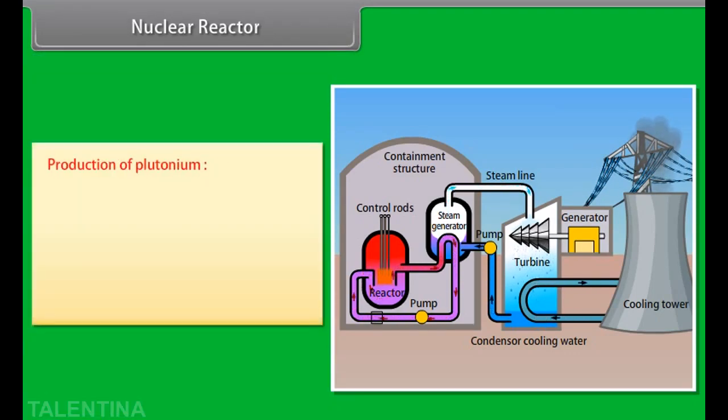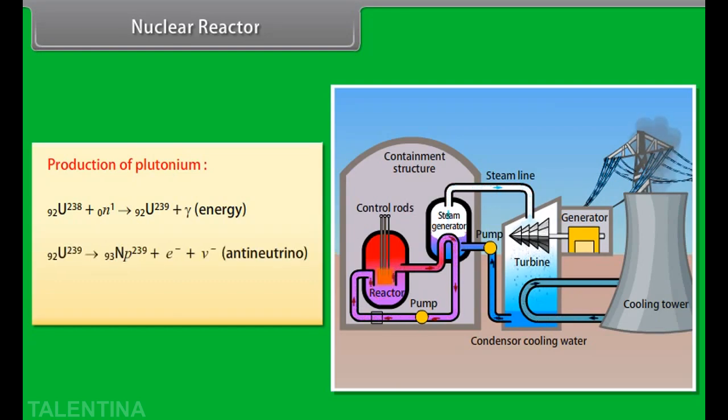Production of plutonium. Some fast neutrons produced in the reactor are absorbed by uranium-238. As a result, it is converted into an unstable isotope, uranium-239. Uranium-239 emits a beta particle and is converted to neptunium-239. Neptunium also emits a beta particle and is spontaneously converted into plutonium-239.